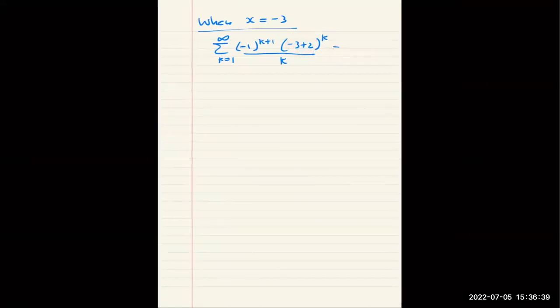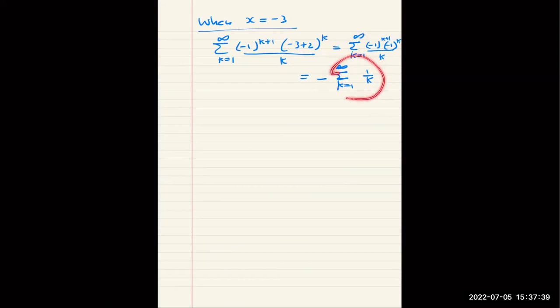Minus 3 plus 2 is just minus 1. So we get sigma, k goes from 1 to infinity, minus 1 to the power k plus 1. Notice that this is minus 1 to the power k. You add these two. It is minus 1 to the power 2k plus 1. So that is minus 1. Here it is k divided by k. This is equal to minus sigma k goes from 1 to infinity 1 over k. So this product is minus 1. If you take the product of these two, it will be minus 1. So I pulled out that minus sign.